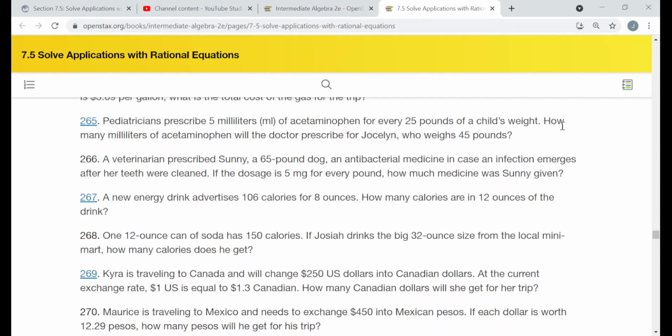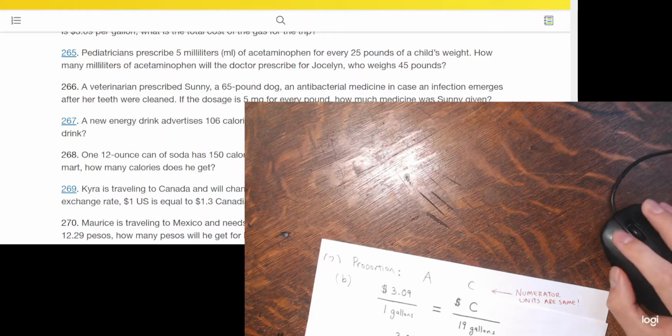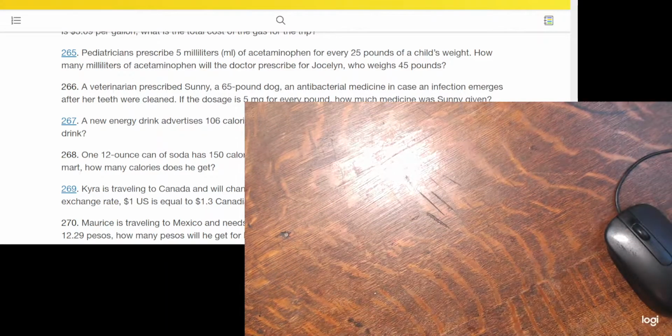Then the question is, how many milliliters of acetaminophen will the doctor prescribe for Jocelyn, who weighs 45 pounds? So once again, I have a ratio, milliliters to pounds, given initially, and I have another ratio, question mark milliliters to pounds. We can set up this proportion. I'll keep the problem up, you can see number 265, and this is example 3.